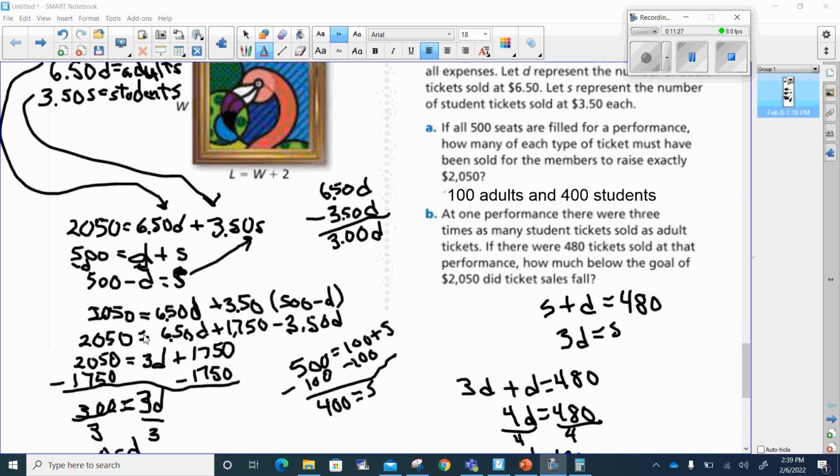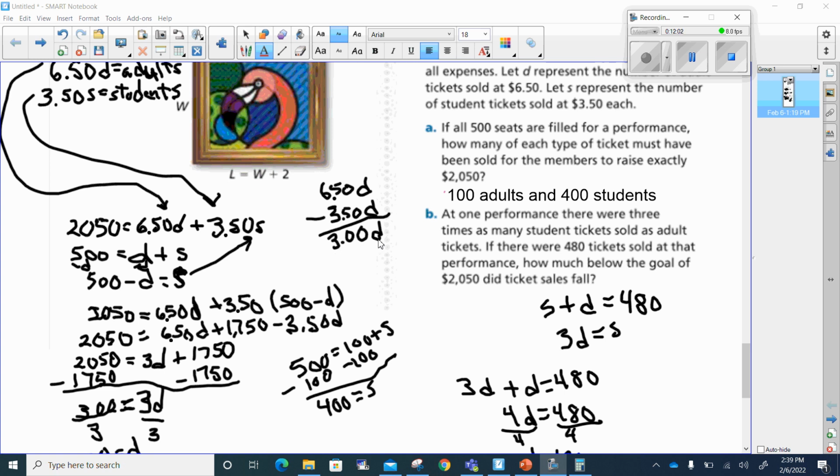2050 equals 6.50D plus 1,750 minus 3.50D. I'm going to combine like terms. I see that I have 6.50D minus 3.50D. You know, 6.50 minus 3.50 is 3. Okay, you can see that up here. 0 minus 0 is 0, 5 minus 5 is 0, 6 minus 3 is 3.